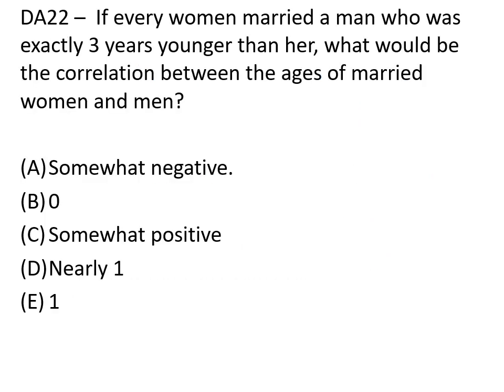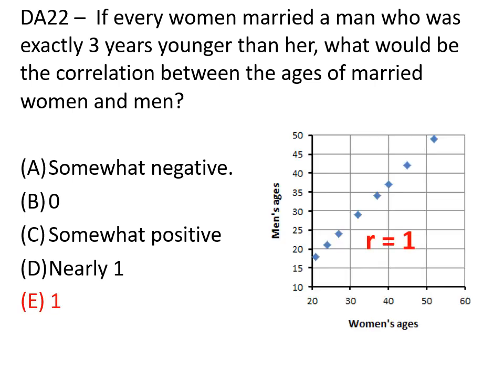All right, DA22: if every woman marries a man who is exactly 3 years younger than her, what would be the correlation between the ages of married men and women? In this case, you could almost picture a graph. If a woman is 20, then she's going to marry someone who is 17, right? Those data values will form an exact line, and as a result, the R value will be 1.